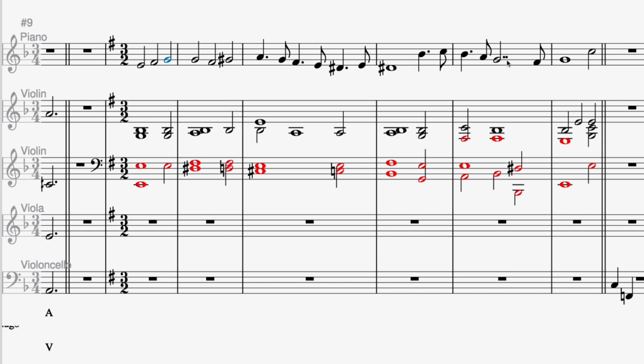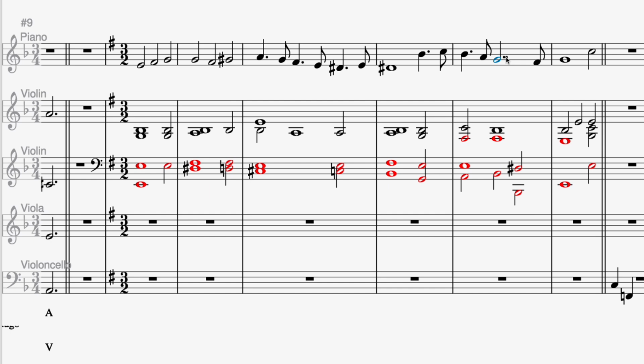Another thing, where did it go? Here. There's a double dot. I think we've seen double dots before, but let me just remind you what that means. So we know that 1 dot means half again is added. So a half note with a dot means that it's going to get 3 beats, right? So it's going to get 2 beats, being a half note. The dot is going to add a beat, because it's half of that. So now it's 3 beats.